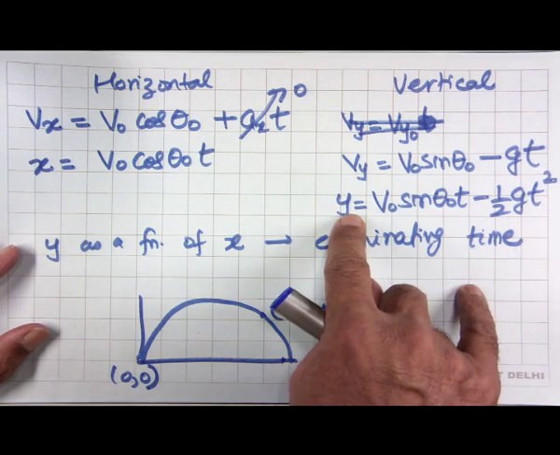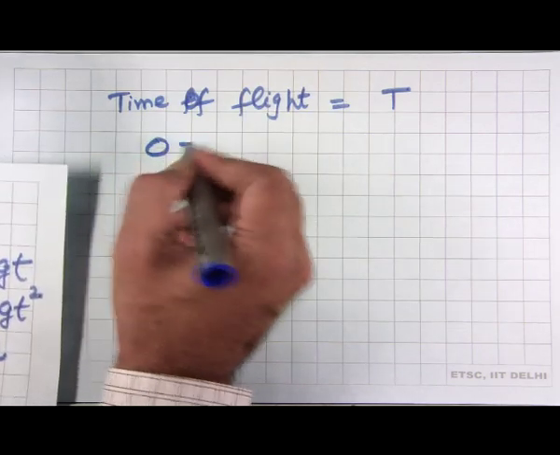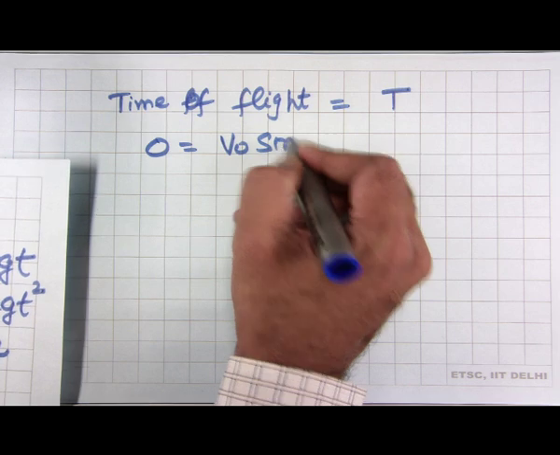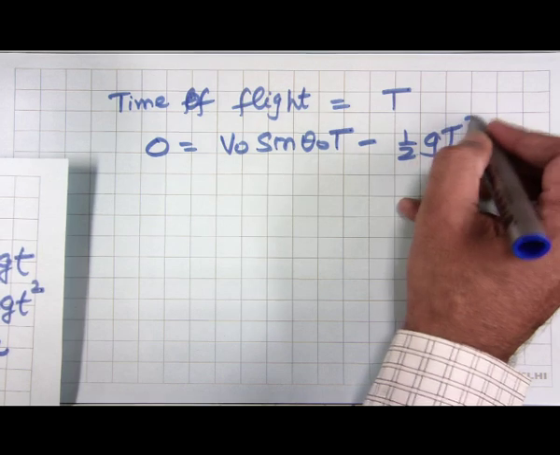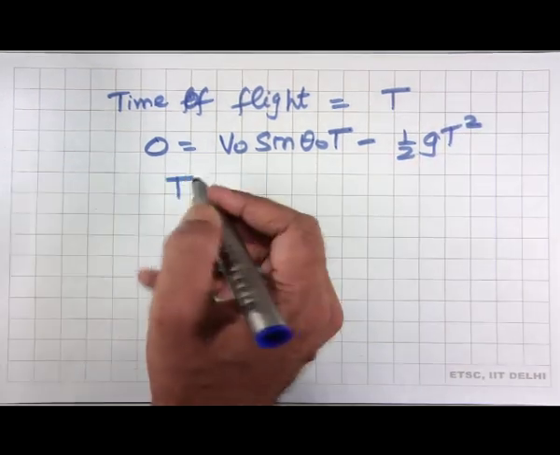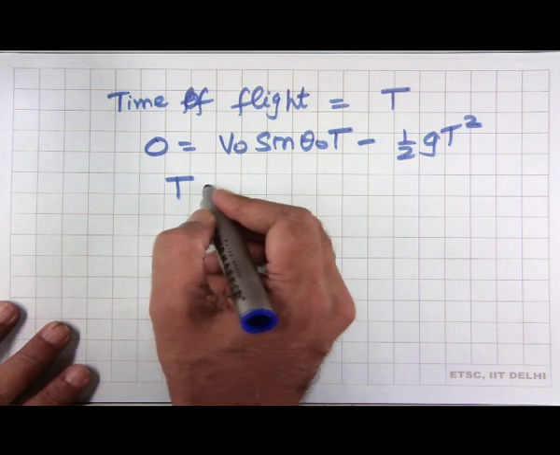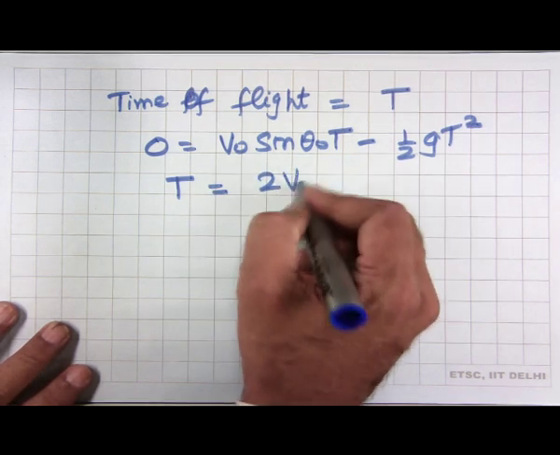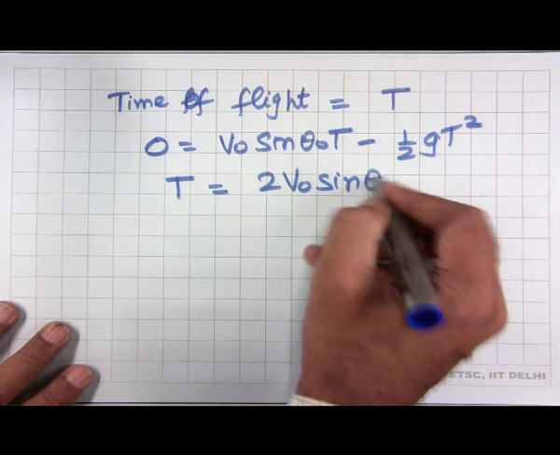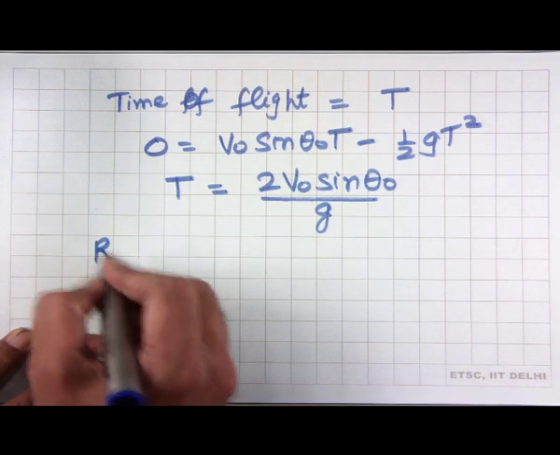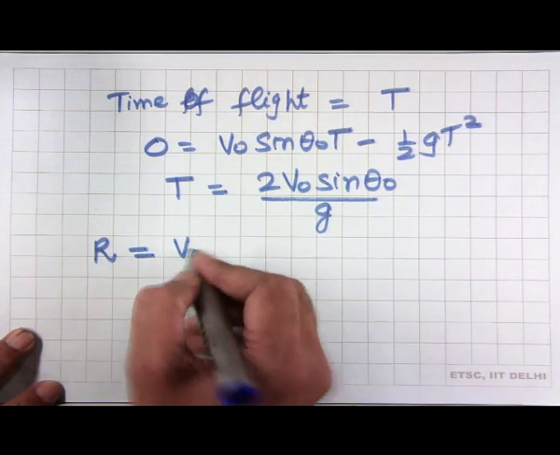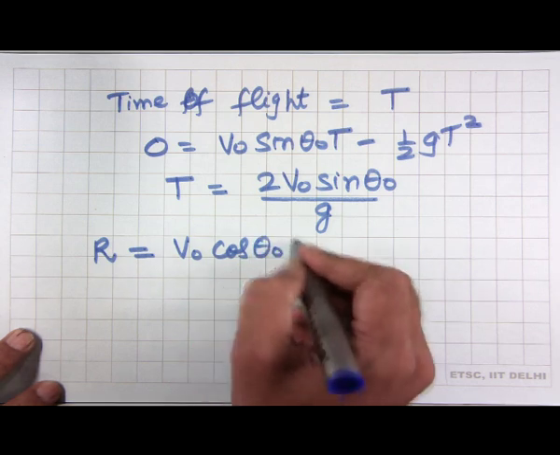We put y is equal to 0 here. So, when we put y is equal to 0 here, we will get 0 is equal to V0 sin theta 0 t minus half gt square, and from here we will get the expression for the time of the flight, which will be equal to 2 V0 sin theta 0 upon g, and then once we know the time, we can get the range as V0 cos theta 0 into t.